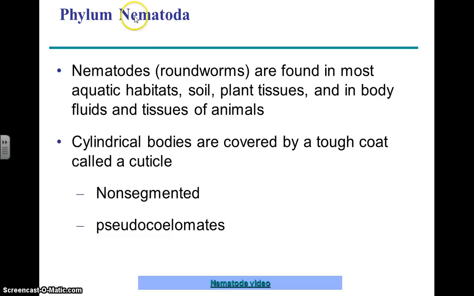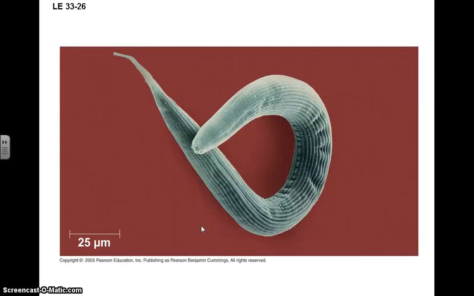Now the next phylum, the nematodes. These guys are not segmented. These are the roundworms. Aquatic, sometimes in the soil. Most of them are relatively small, although the one we saw in our lab was quite large. Again, non-segmented pseudocoelomates.